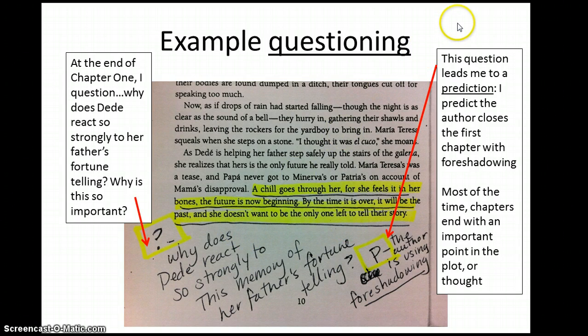What's cool about this question is that it leads me to a prediction. I predict that the author closes the first chapter with foreshadowing. A lot of times authors end chapters with very important themes or points or meditative topics that you should be left thinking about. So always take note of the action at the end of a chapter as possibly very significant. Notice that I mark this with a P, and then I put, the author is using foreshadowing in this part.